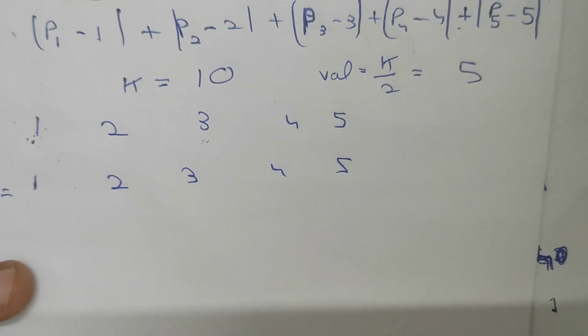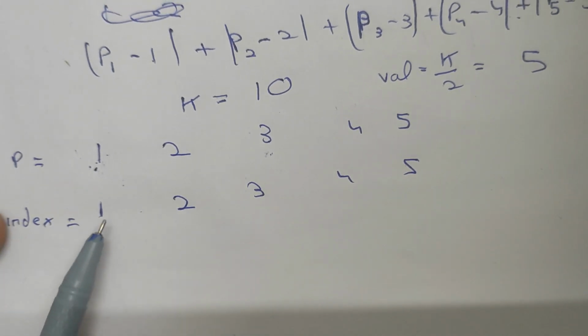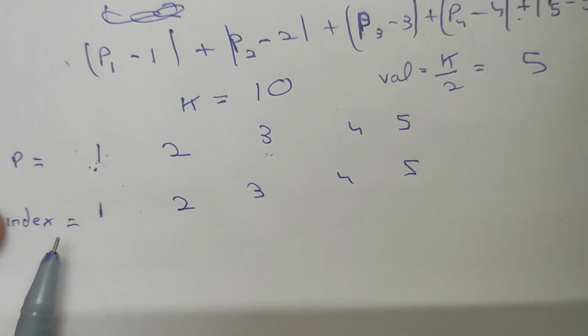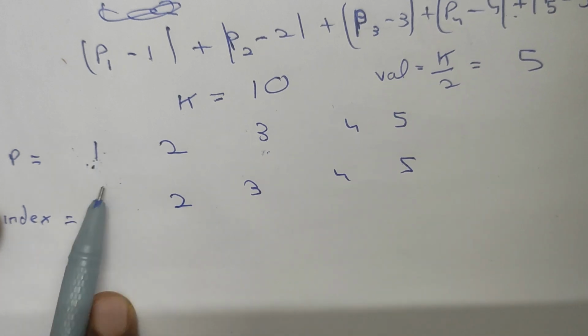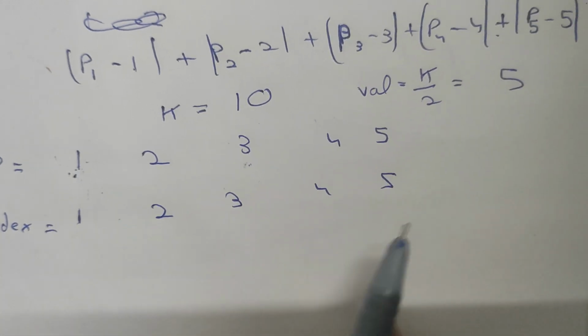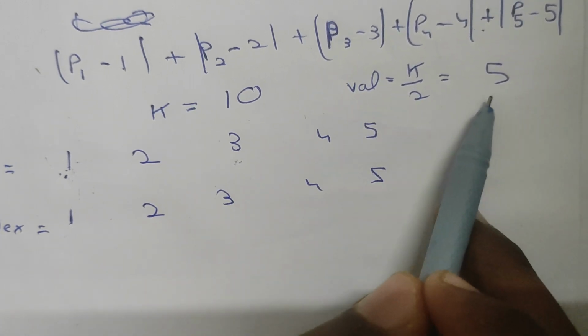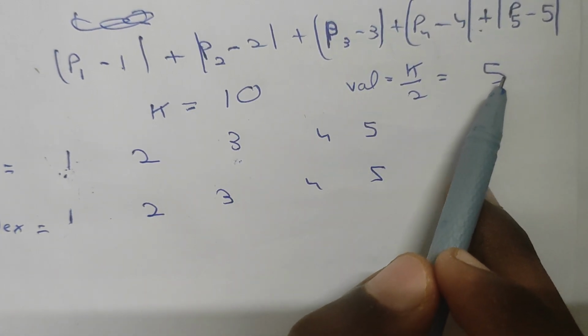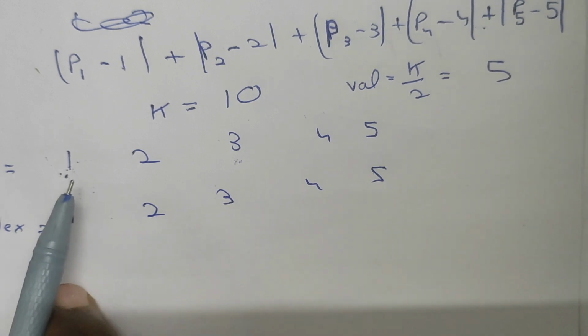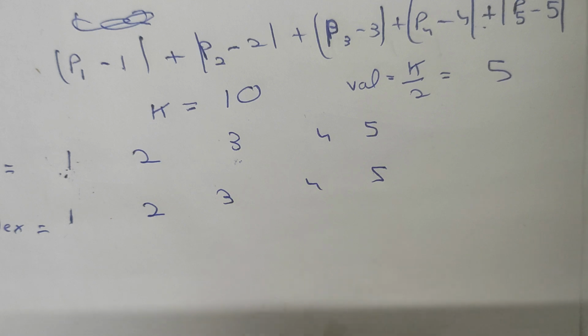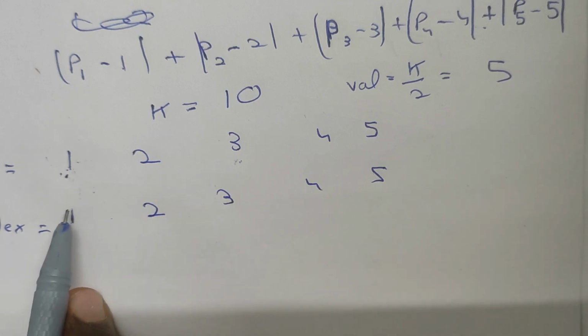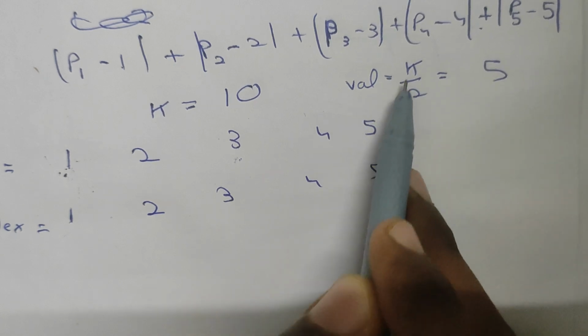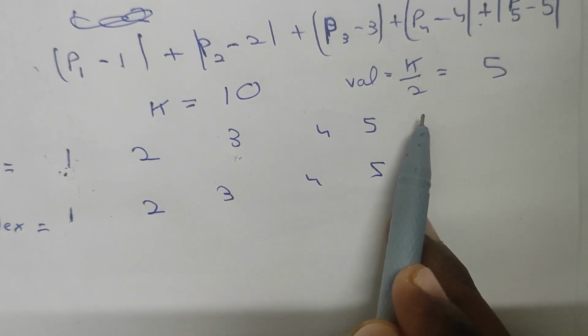K by 2 is equal to 5 right now. So I will check: currently I am standing on the first index. I will check what value, if I swap it to this first index, will give me a sum almost near to 5. And I will also tell you why I took k by 2.